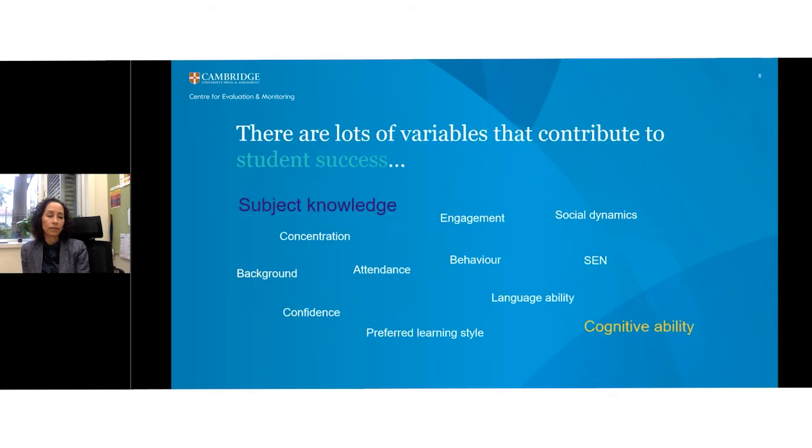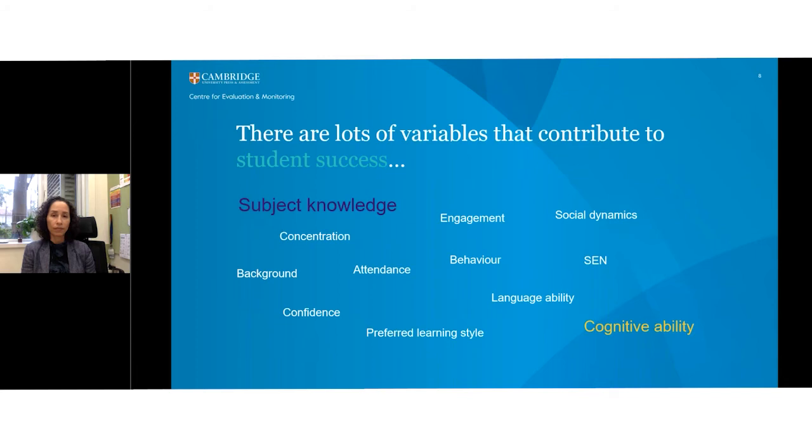So we all know, and I think every teacher out there would agree, that there are a lot of different variables that contribute to the success of a student. You know, the final grade a student gets in their examinations, there'll be lots of factors that feed into it. Now, the one in purple, subject knowledge, is the one that most people tend to focus on because it is a really important part. But just knowing your subject and having that knowledge about the subject doesn't guarantee that final examination grade.